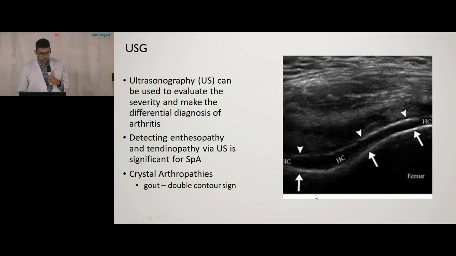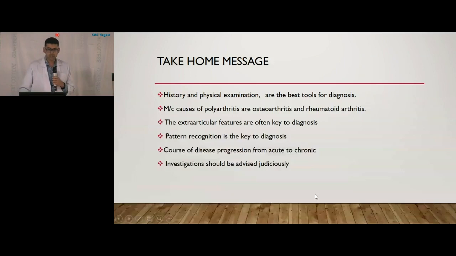Okay. So my take-home message would be history and physical examination are the best tools for diagnosis. You don't require investigation for diagnosing every patient of arthritis. Most common causes of polyarthritis include OA and RA. Just keep in mind, especially if the patient comes to you at early ages, before 60, RA is most common; after 60, OA is most common, if the starting of arthritis has taken place after this 60 ka LOC. Extra-articular features, you are very good at observing, so definitely look for those features.